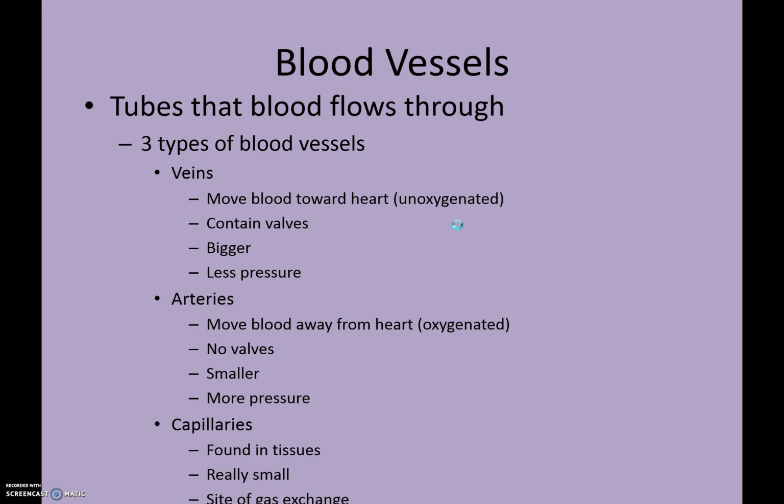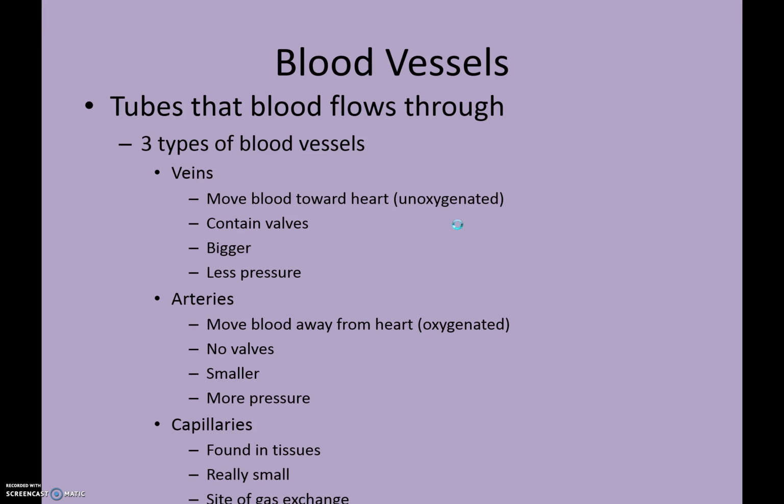Veins carry unoxygenated blood with the exception of the pulmonary vein, because when the blood comes from the lungs back to the heart by way of the vein, the pulmonary vein that is, it is now oxygenated, because remember I discussed with you in the other video that I created that gas exchange occurs in the lungs. Now the veins contain valves, because remember, you want to prevent backflow. They are larger and they tend to have less pressure.